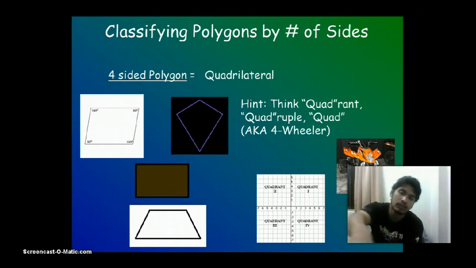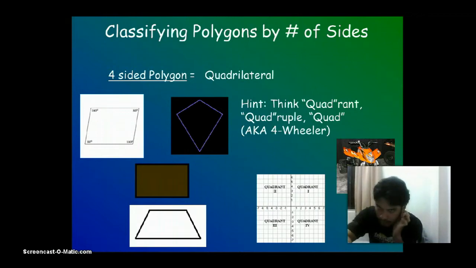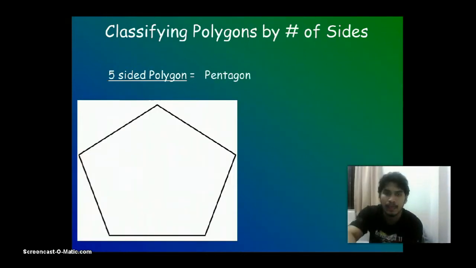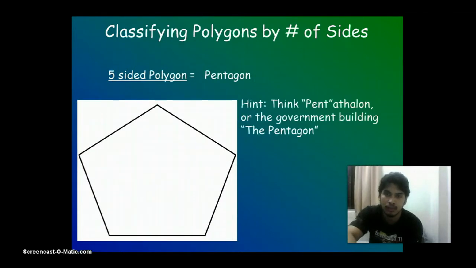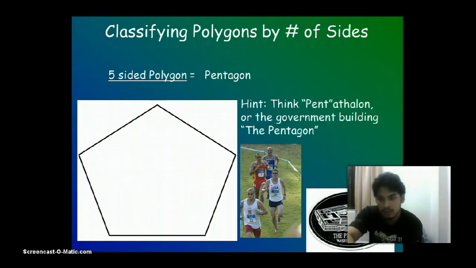We can also find quadrants in the Cartesian plane. We have from 0 degrees to 360 degrees. We have quadrant 1, 2, 3 to 4, and then the 5-sided polygon, we call it a pentagon. The example is like the Pentagon building itself, which shows the shape of a pentagon.